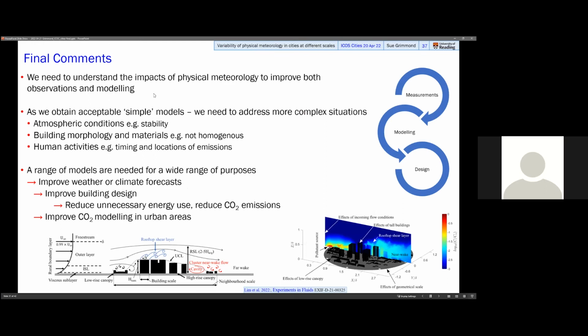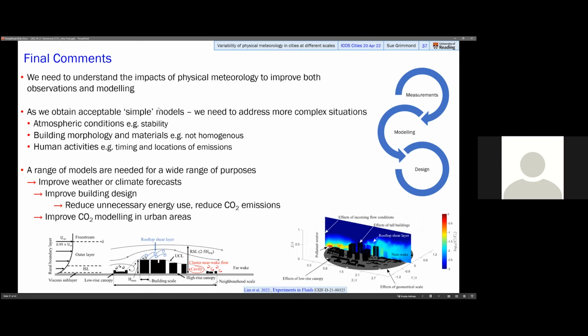So we need to understand the impacts of physical meteorology to improve both observations and modeling as we obtain acceptable simple models. I showed, for example, trying to improve the model at the inertial sublayer and determining the profile within to the roughness sublayer and the canopy layer. We can start to address more complex situations, for example, changing atmospheric conditions, changing building morphology and materials, and allowing for more human activities to be accounted for. So basically removing the assumptions that we often make of everything being homogeneous within a grid.